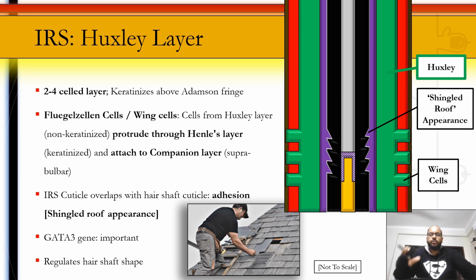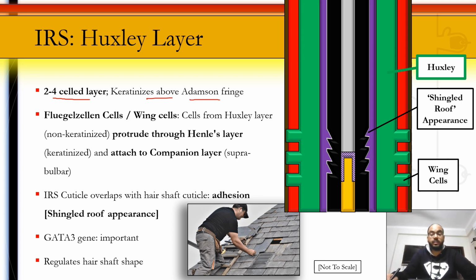You might get confused about why we are discussing Huxley first and Henle later, because I think Huxley is slightly more important than Henle, and it is thicker also. So it's important to discuss Huxley, but don't get confused. From outside to inside, it is the companion layer, Henle layer, Huxley layer, and then you have the cuticle, the IRS cuticle. Now, the Huxley layer is a 2 to 4 celled layer, so it's thicker, and it keratinizes above Adamson's fringe.